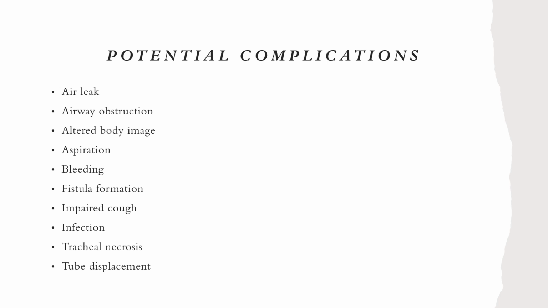So potential complications for trachs, we can have an air leak. There can be an airway obstruction. We can have risk for altered body image, aspiration, bleeding, fistula formation. We can have an impaired cough, infection, tracheal necrosis, and also tube displacement.